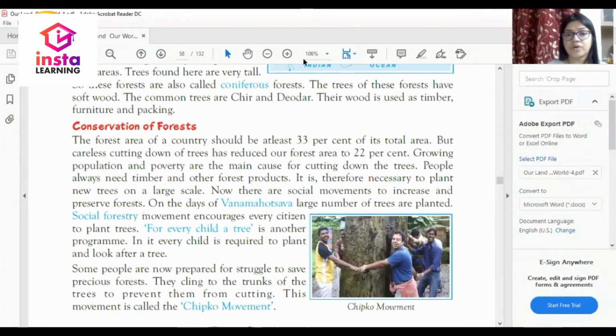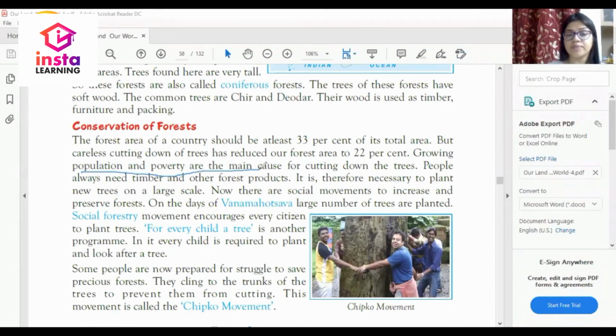So what is important in conservation of forest? The forest area of a country should be at least 33% of its total area. But careless cutting down of trees has reduced our forest area to 22%. So basically our forest area should be 33% of the total area, but because we keep cutting trees, how much is left now? Only 22% is left.